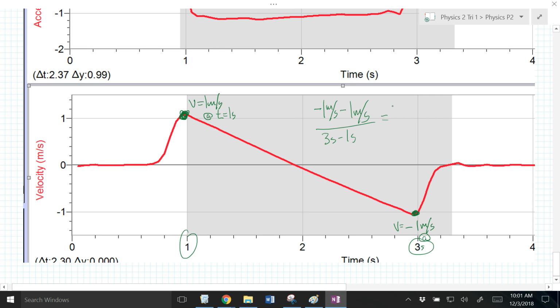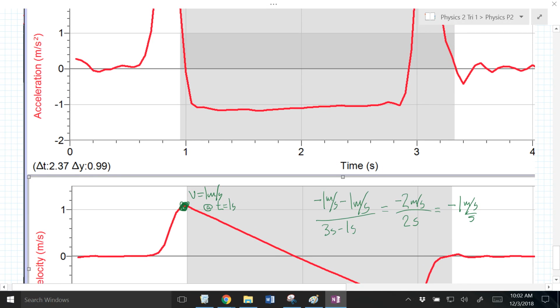Negative 1 minus 1, who's got a calculator? Nobody? That's negative 2 meters per second. 3 seconds minus 1 second, that's 2 seconds. So if I work this math out here, I get negative 1 meter per second squared. And that agrees with what I see up here for my acceleration value. This is basically going across at a steady negative 1 meter per second squared.